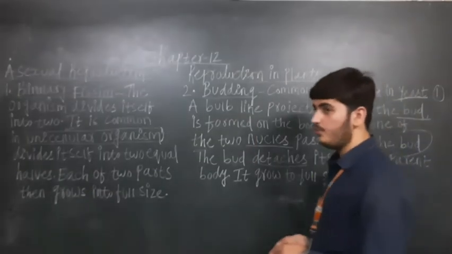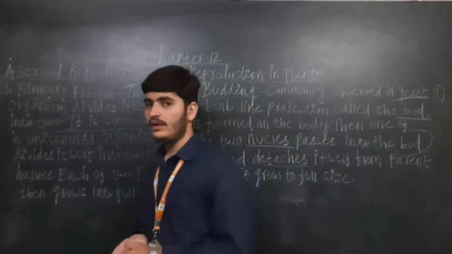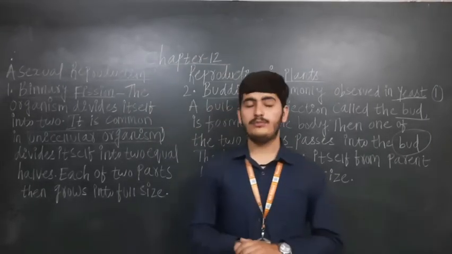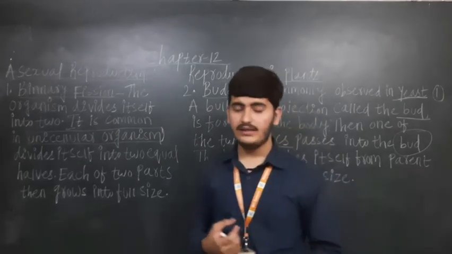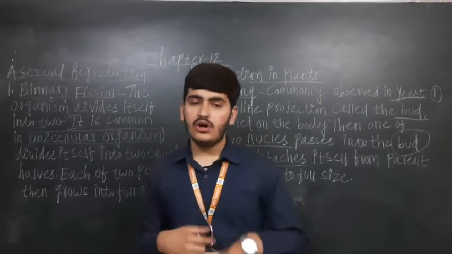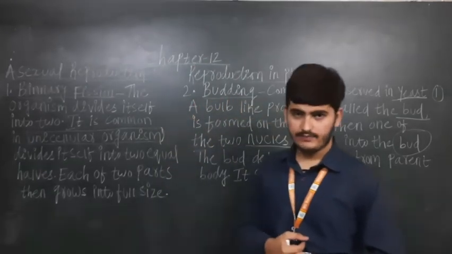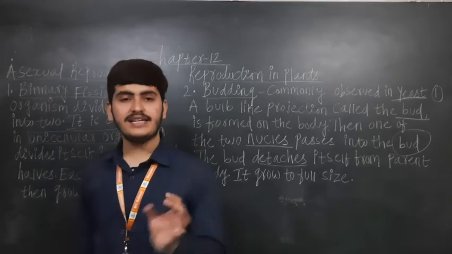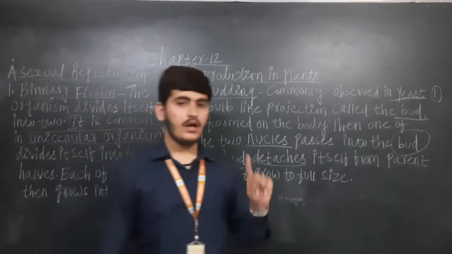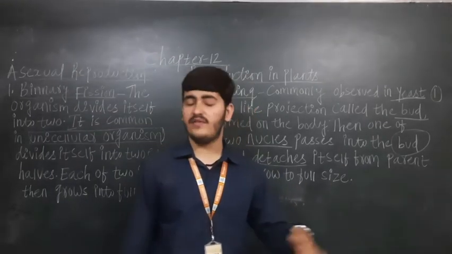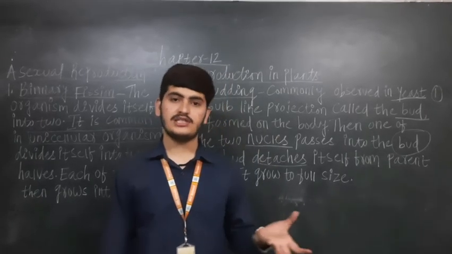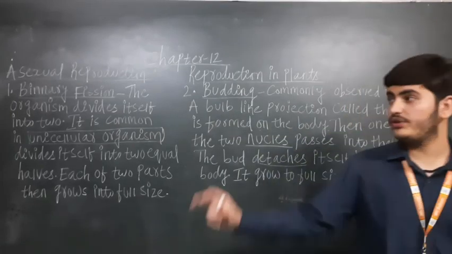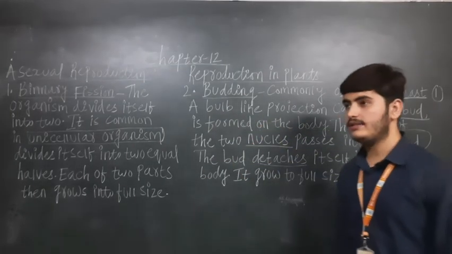So I hope you understood what reproduction is and why reproduction is necessary. Then there are two types of reproduction modes which plants use, sexual and asexual. You also learned about the vegetative parts. That is also asexual reproduction. Means in that also only one root, stem or leaf gives rise to new plants. So that is also asexual reproduction. And the two main types I have taught you: the first one is binary fission and the second one is budding.